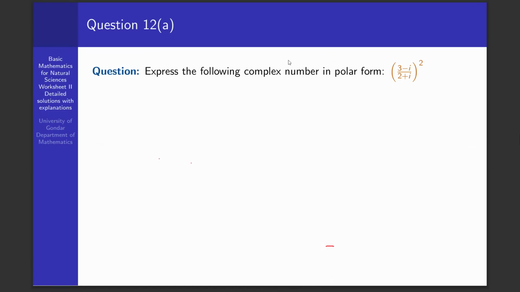Question number 12a. Express the following complex number in polar form. Polar form means writing the given complex number as a function of r and theta, where r is its modulus and theta is the argument. Just to do that, first we have to simplify this one or convert this one into the standard form of a complex number, that is z is equal to x plus iy.